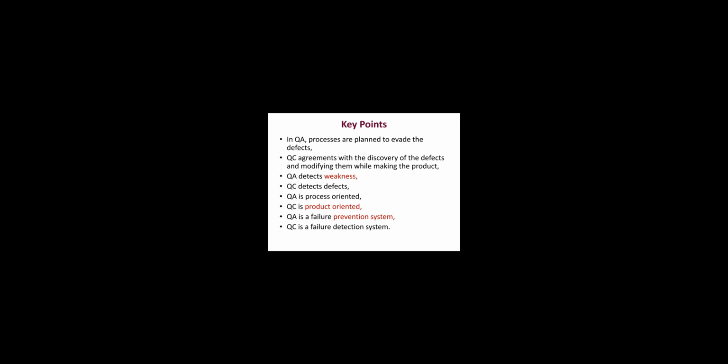So our aim in quality assurance is to apply the process in such a way that in the near future there won't be any defects or any failures. And quality control is a failure detection system. If some defects or errors are found, we will apply the quality control methods to detect and prevent the failure. So you got the idea?